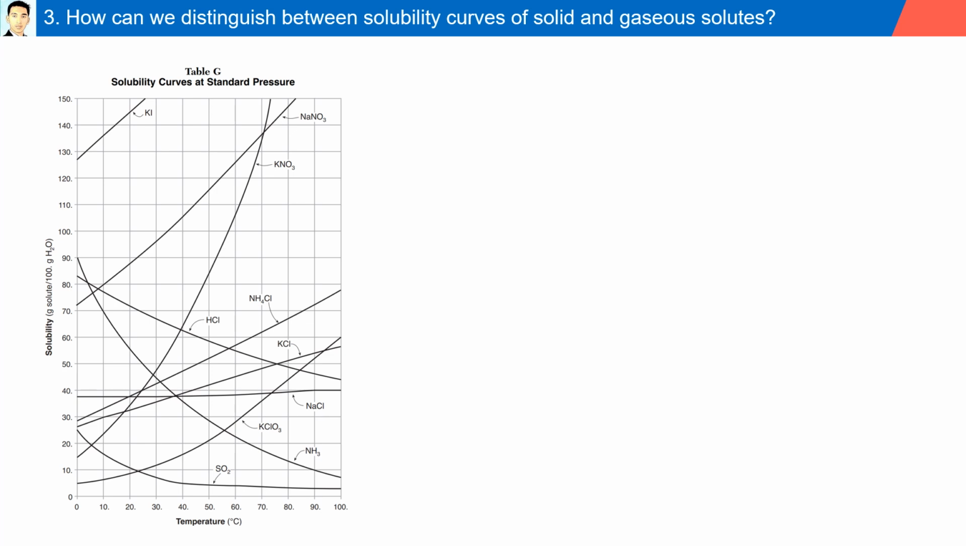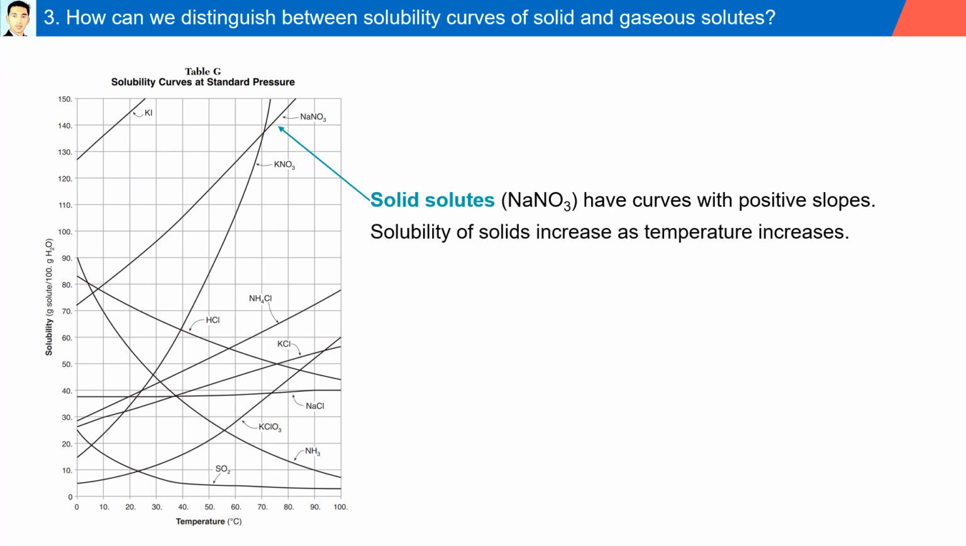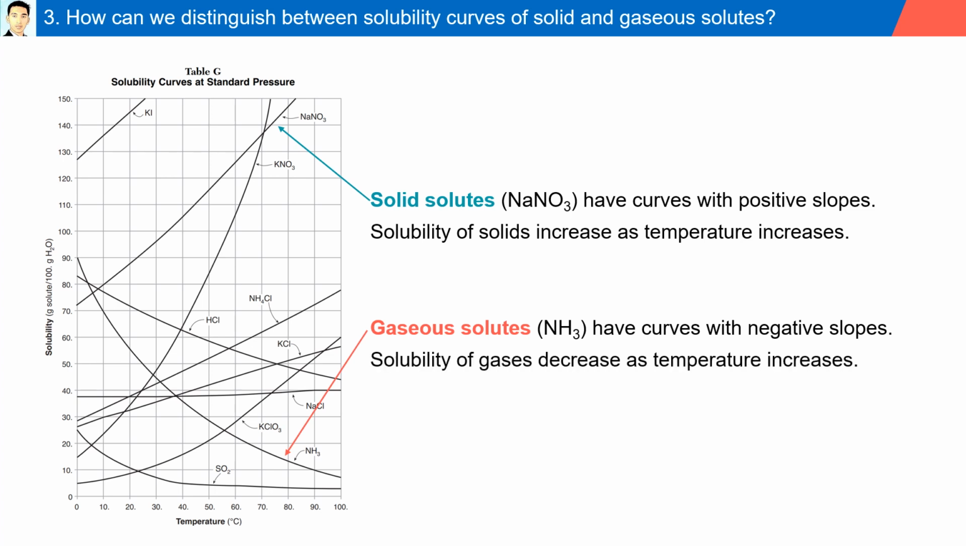How can we distinguish between solubility curves of solid and gaseous solutes? Solid solutes, such as NaNO3, have curves with positive slopes. The solubility of solids increases as the temperature increases. Gaseous solutes, such as NH3, have curves with negative slopes. The solubility of gases decreases as the temperature increases.